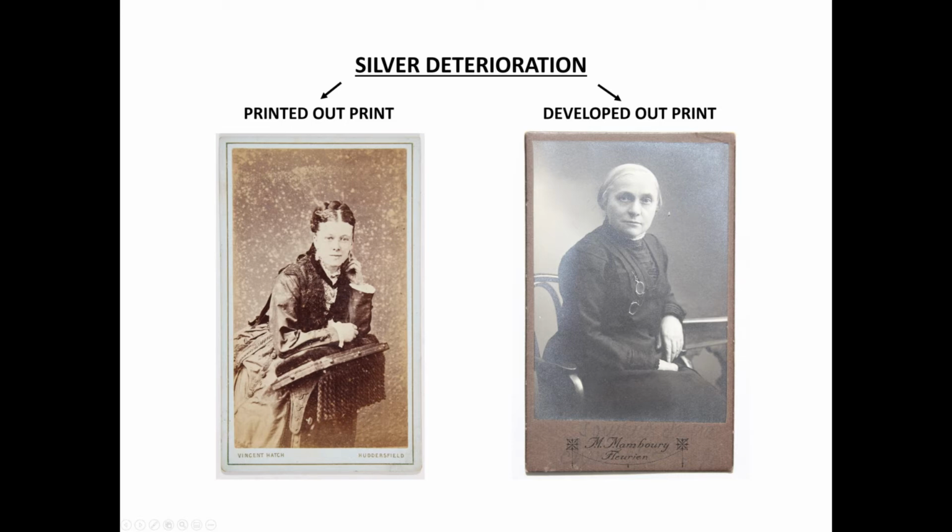Deterioration-wise, you see a variety of phenomena such as noticeable fading and loss of detail in the highlights of printed out prints, and you can see that in the face of the woman on the left. This is so common it can often be used as a means of identification. The most common form of deterioration seen in developed out prints is tarnish, which appears as a metallic sheen on the surface, more prominently in the darker areas, and again can be used as an aid to identification.